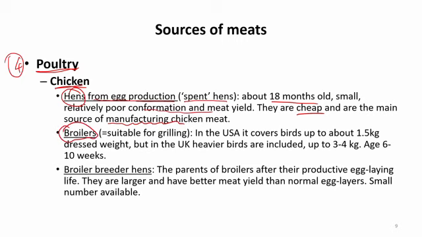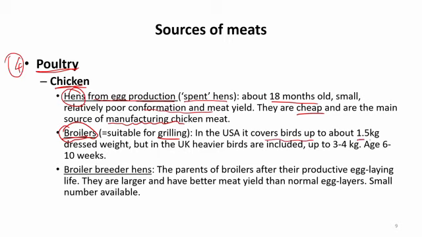And within the chicken group, you also have broilers. Broilers are suitable for grilling. For example, in the USA, the broiler can be a chicken that has a body up to about 1.5 kilograms dress weight. Dress weight means after removing the feathers, cleaning out the intestines and so on, removing the legs and the head, everything is cleaned, hence dress weight.